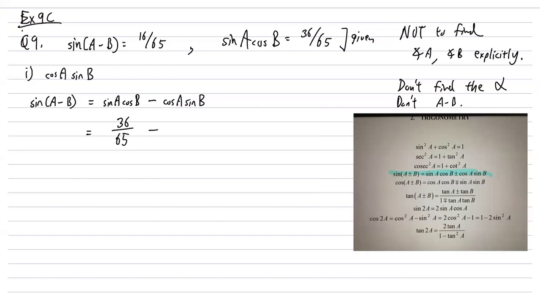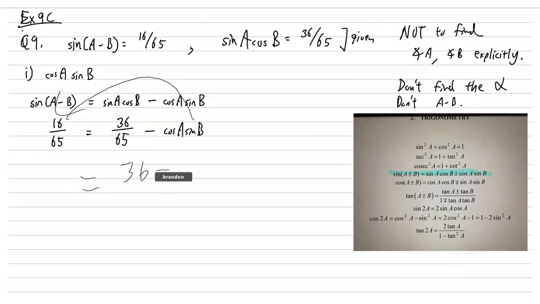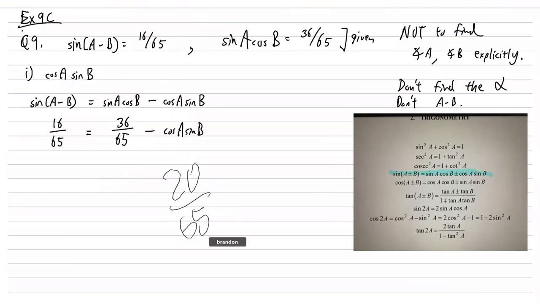Oh wait, no, I mean, cosine A sine B is 16 over 65. And then you bring over, 36 minus 20 over 65. Then you just simplify, and that's your answer. Yes, correct. As simple as that.